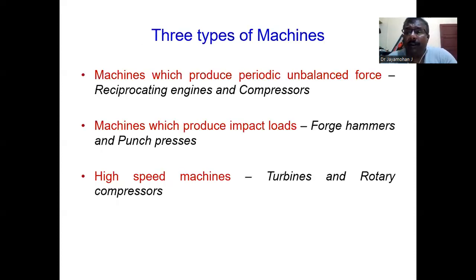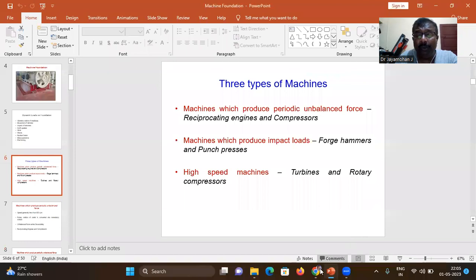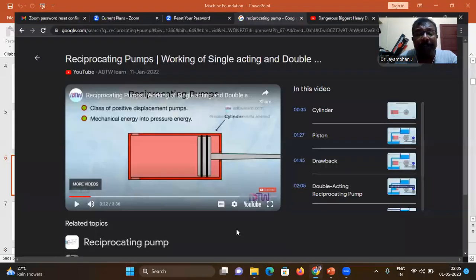Now, when we talk about machines, based on the nature of forces they transmit to the foundation, we commonly classify them into three categories. One is machines which produce periodic unbalanced forces. The most common examples are reciprocating engines or reciprocating compressors. Now I'll show you a small video of a reciprocating machine.